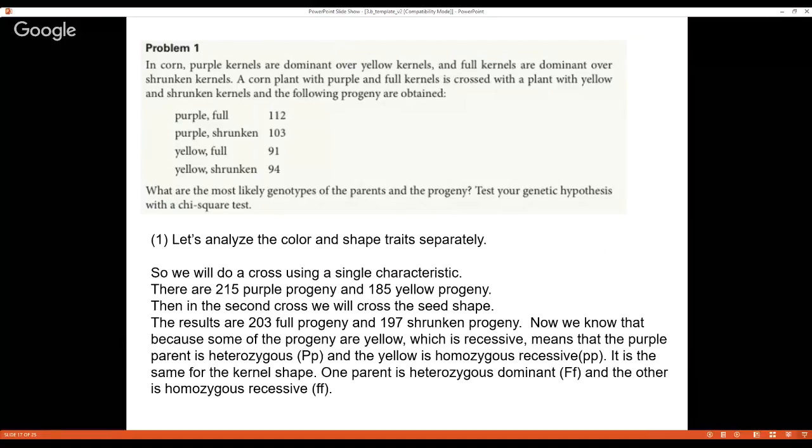And then it's the same thing for the kernel shape. So one parent has to be heterozygous dominant, because that one parent that we cross is purple and has full, so it has to have at least one dominant allele. So one parent is dominant, which is uppercase F, lowercase f, and then the other one is shrunken, so it has to be homozygous recessive, which is lowercase f, lowercase f.